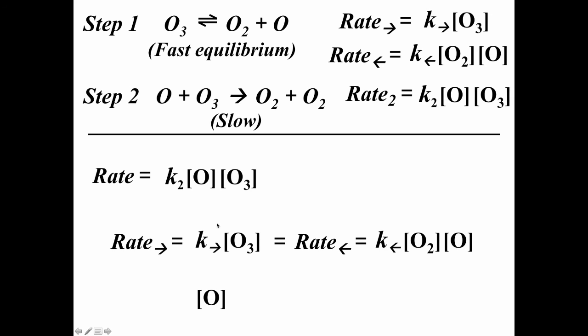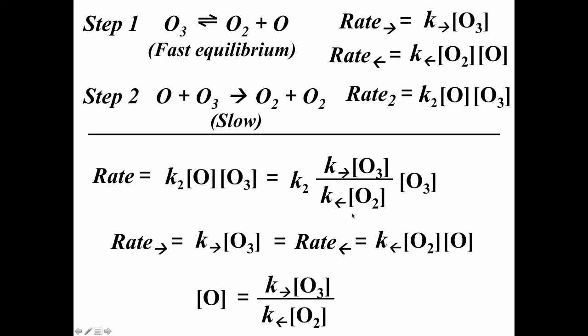And so if this equals that, then we can solve for O from that equation, and you might want to write it out and see if you can do this. But basically, you then have [O] equal to K forward times [O3], divided by K backwards times [O2]. And now we can substitute the O concentration into the rate law, and we'll substitute for the O, K forward times [O3] over K backwards times [O2]. So when we do that, this is what is substituted for the O concentration.